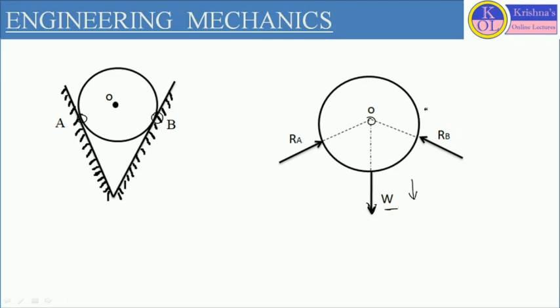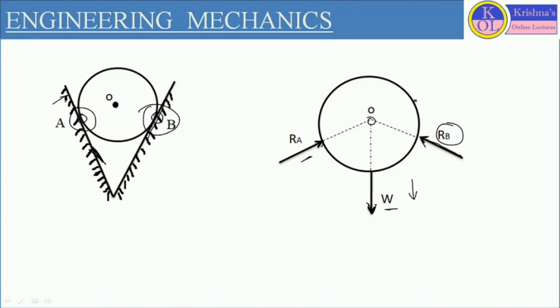Second, we have to mark the reactions at the support. So at point A and at point B, and reaction will be perpendicular to the surface only. Here, this is the surface which is in contact with this particular sphere. So reaction will be perpendicular to the surface only. So this should be the position of reaction RB. Similarly, at point A, here this is the surface. So reaction RA will be perpendicular to this particular surface. So RA will be in this particular position.